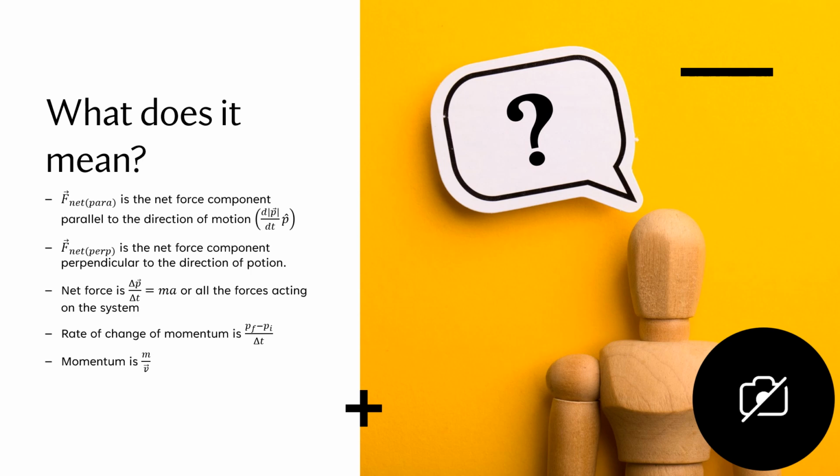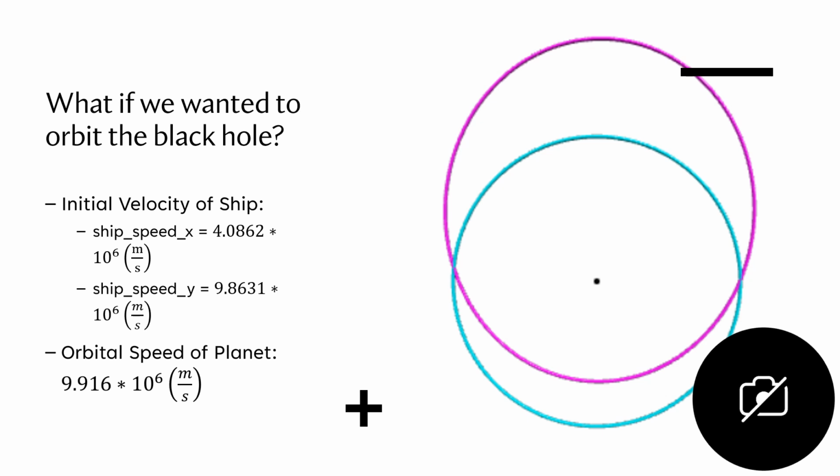So what does this all mean? First, the parallel component of net force is the net force component parallel to the direction of motion. The perpendicular component is the net force component perpendicular to the direction of motion. Net force is equal to the change in momentum over change in time, or mass times acceleration, or the sum of all forces acting on the system. The rate of change of momentum is equal to final momentum minus initial momentum over delta t, and momentum is mass times velocity.